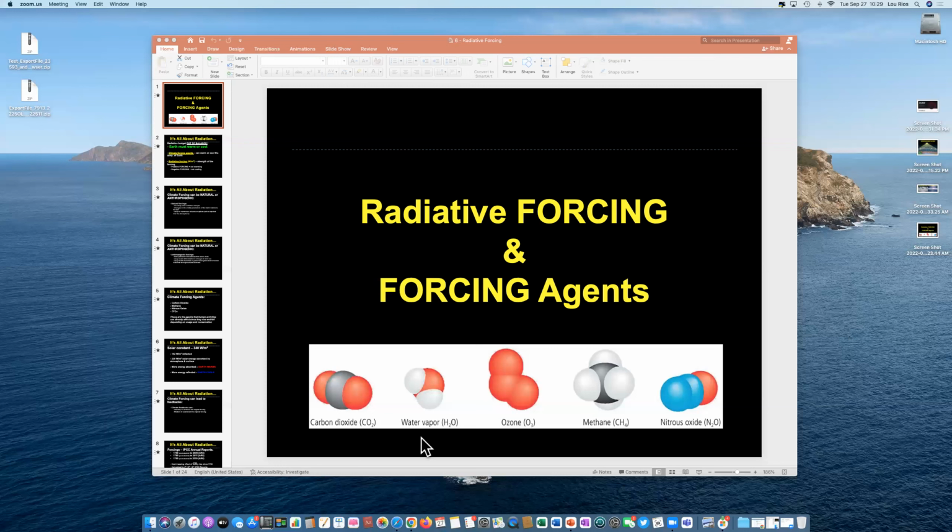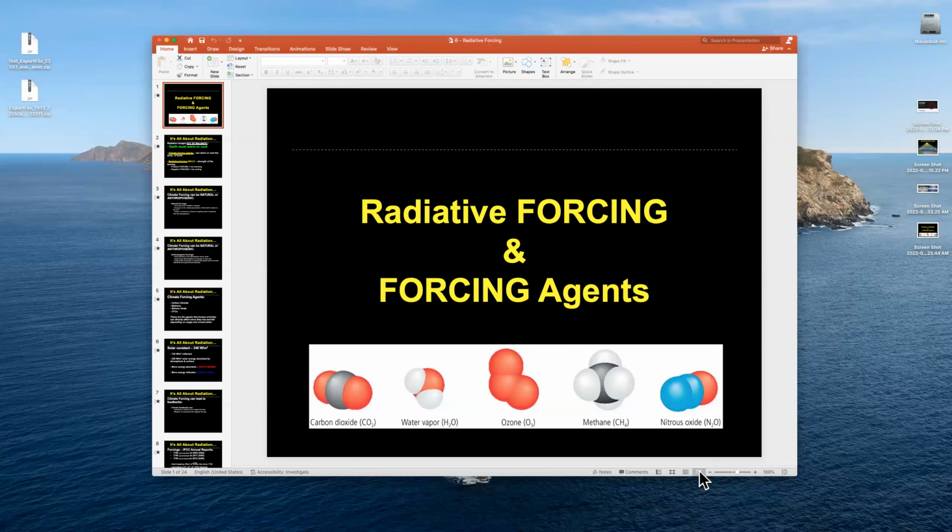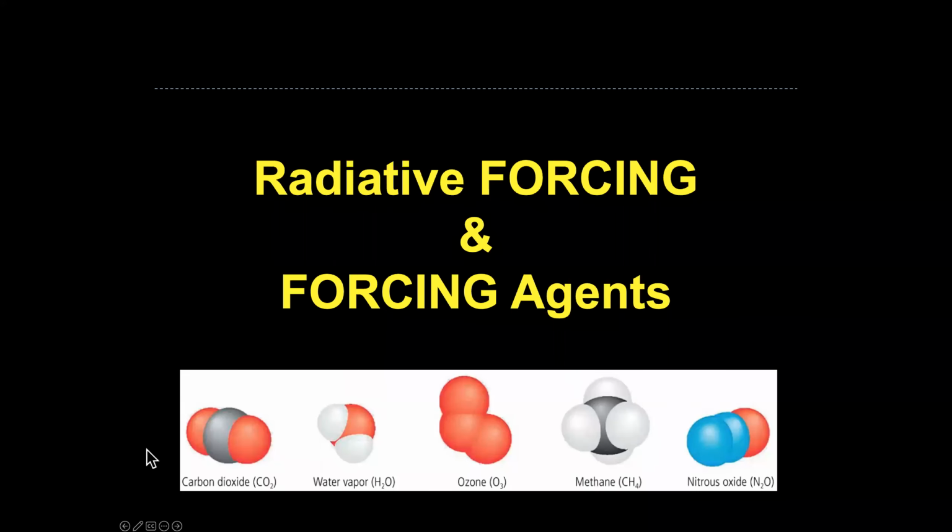Having said that, let's put this in presentation mode and talk about the main forcing agents, which would be these. These molecules or greenhouse gases are forcing agents. Remember, these are the gases that can trap infrared energy in the atmosphere. The most important of which is, of course, CO2, at least in the context of present-day climate change discussions, water vapor, and methane, ozone and nitrous oxide to a lesser extent.